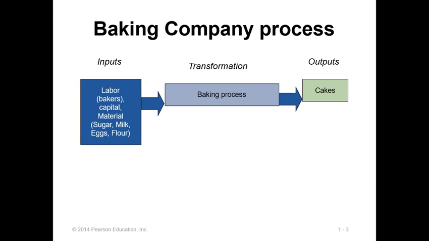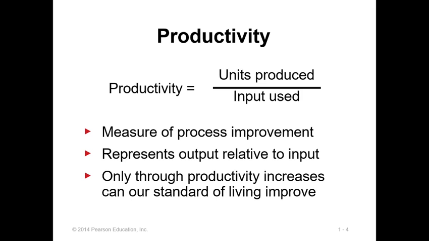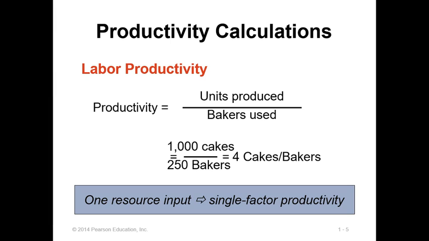So far, what we need to do first is understand productivity. Productivity is defined as the ratio between the units that are produced divided by the input that we use. In our example, the units produced are the cakes, and the input that we use is the material, the labor, the capital, and all those things. But we have two kinds of productivity: the single factor productivity and the multi-factor productivity.